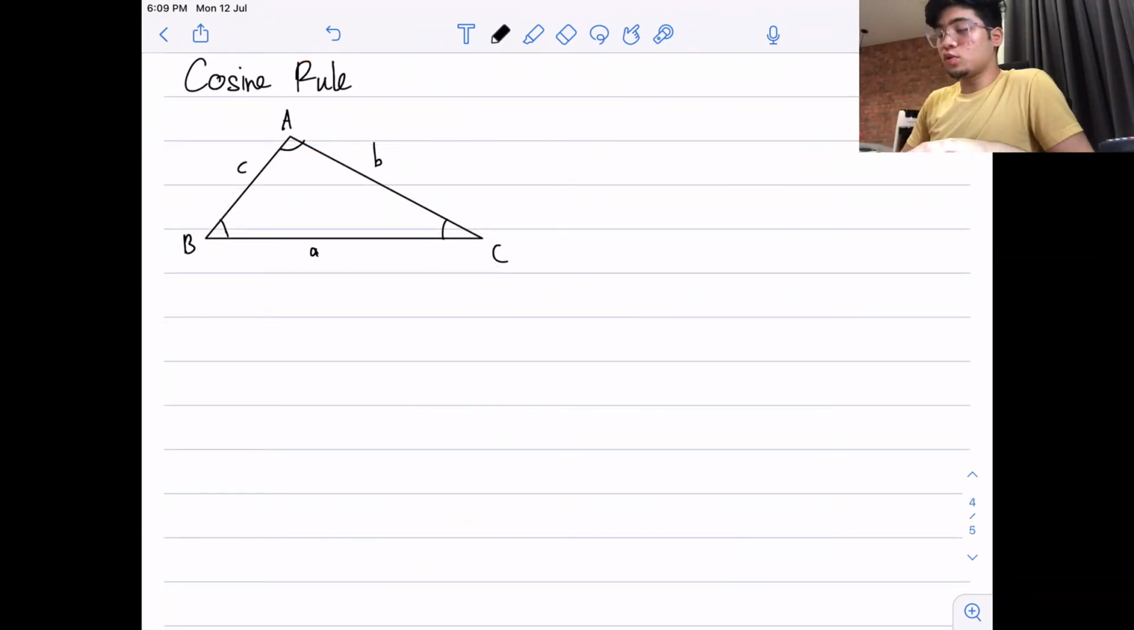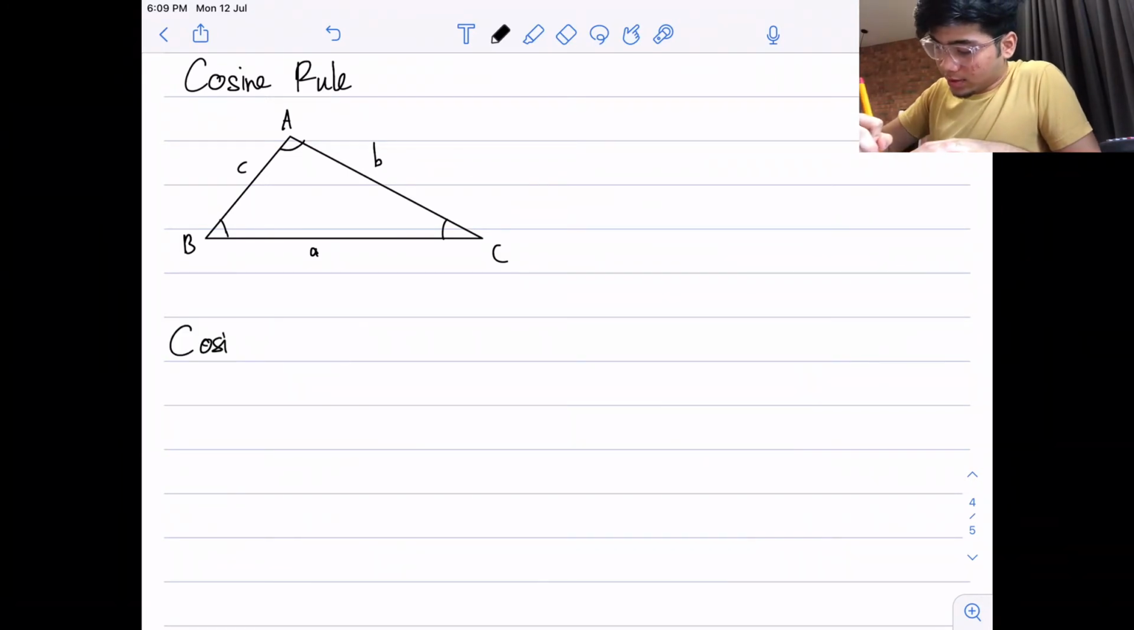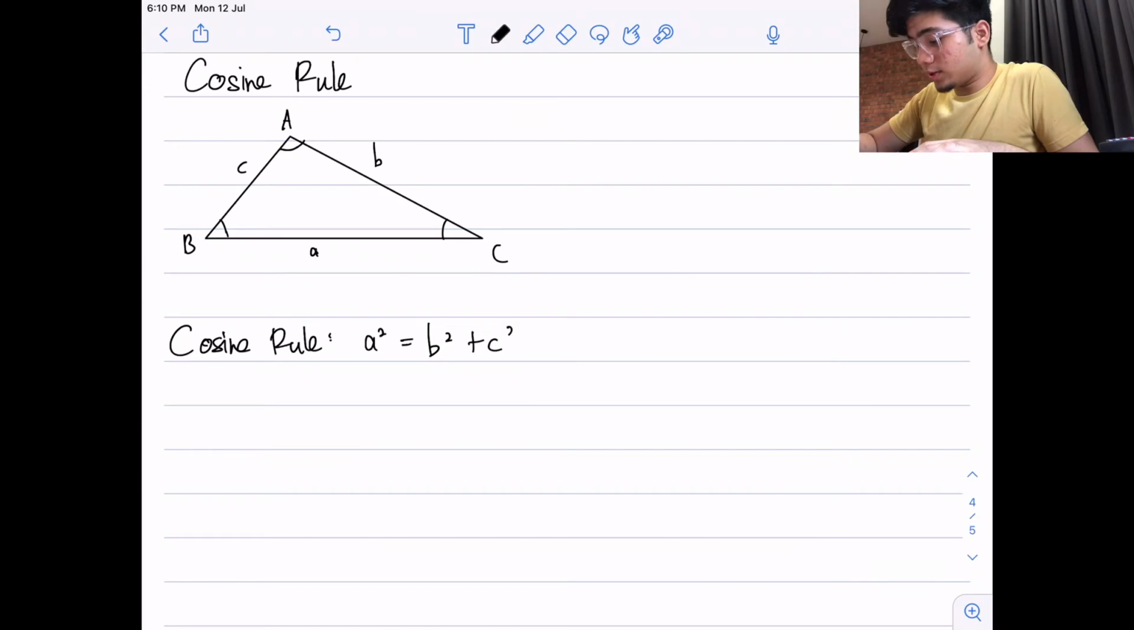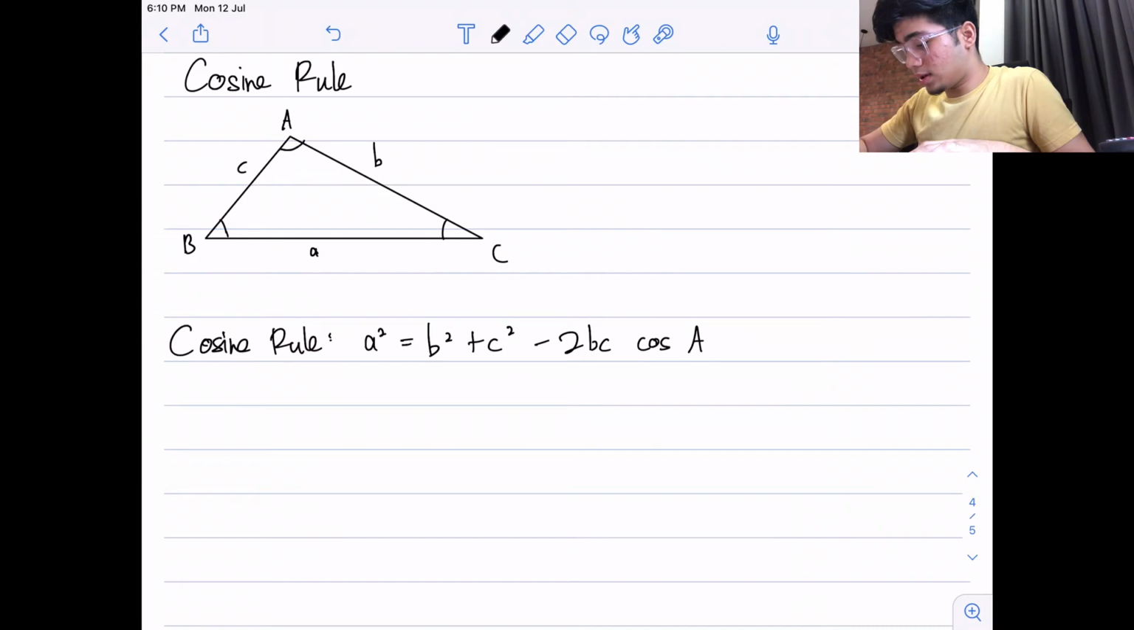Alright, now we're going to be looking into cosine rule. So basically, cosine rule is written like this, right? Cosine rule is when a squared equals b squared plus c squared minus 2bc cos A. So what's happening over here is that a squared is the same thing as b squared plus c squared minus 2bc cos A.